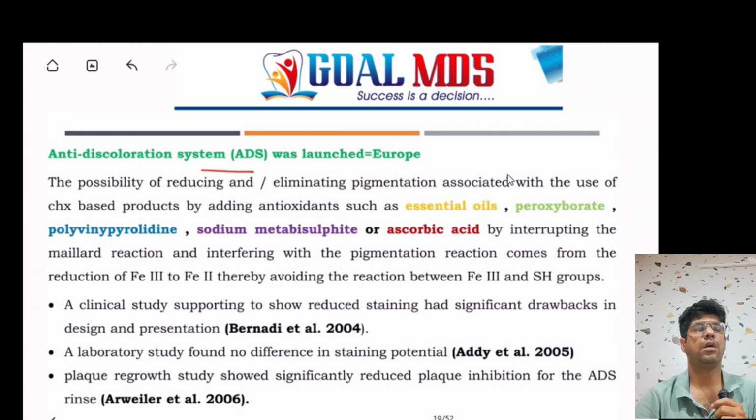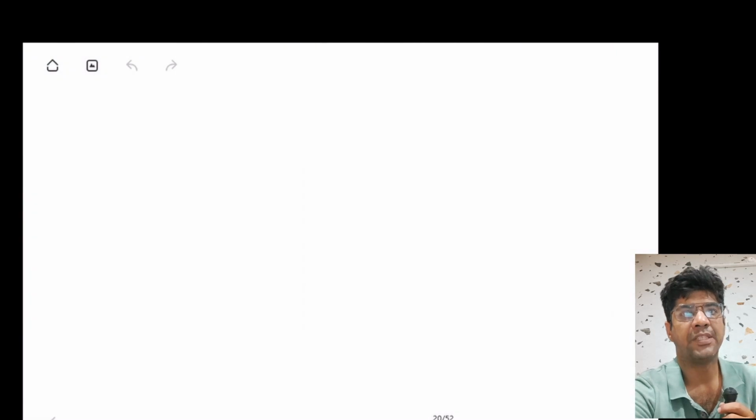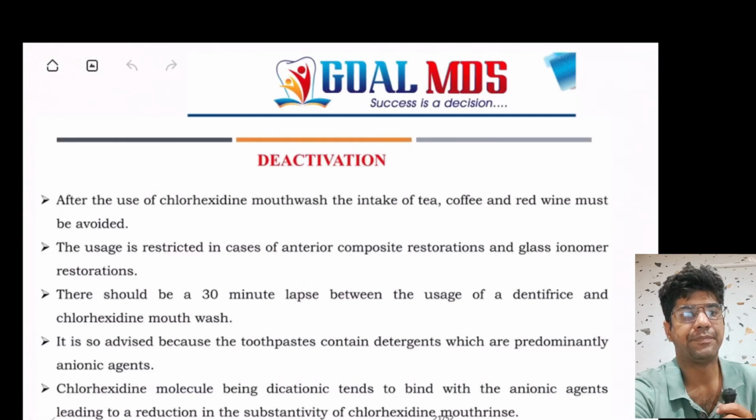So the anti-discoloration system is the possibility of eliminating pigmentation and staining that is associated with the chlorhexidine by adding antioxidants like essential oil, peroxyborate. So these antioxidants are added to reduce the discoloration due to the action of the chlorhexidine.